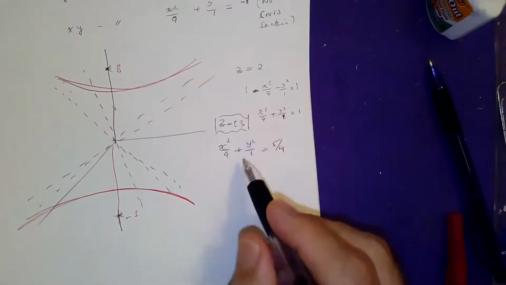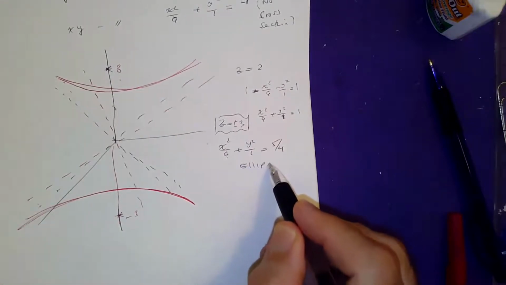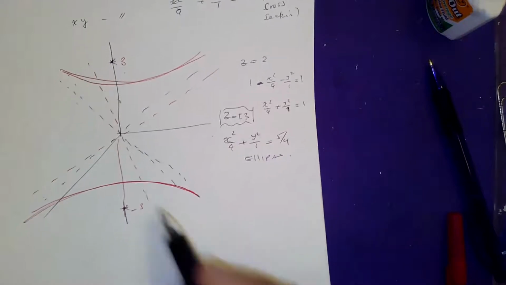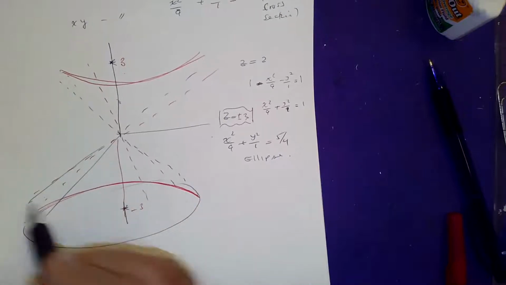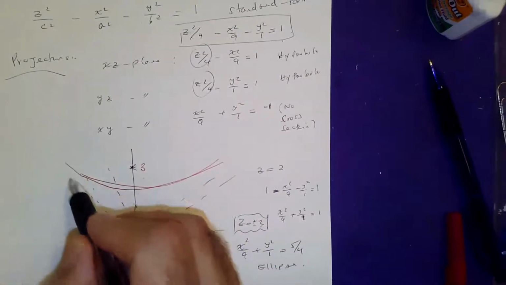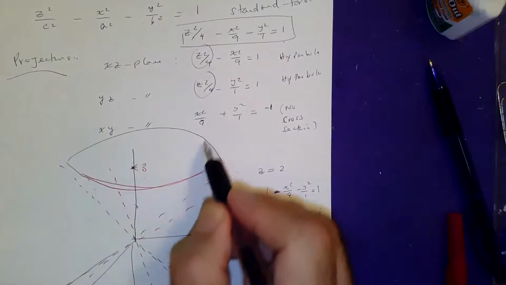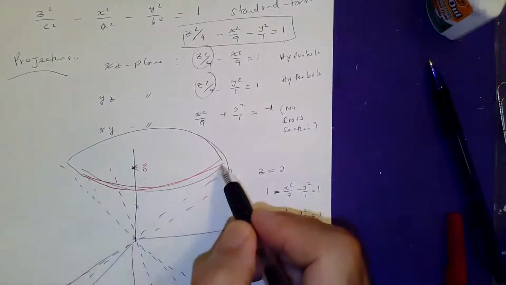But you recognize this is the graph of an ellipse. So I would have an ellipse here. Here's one. And here is the other one, guys. There you go.